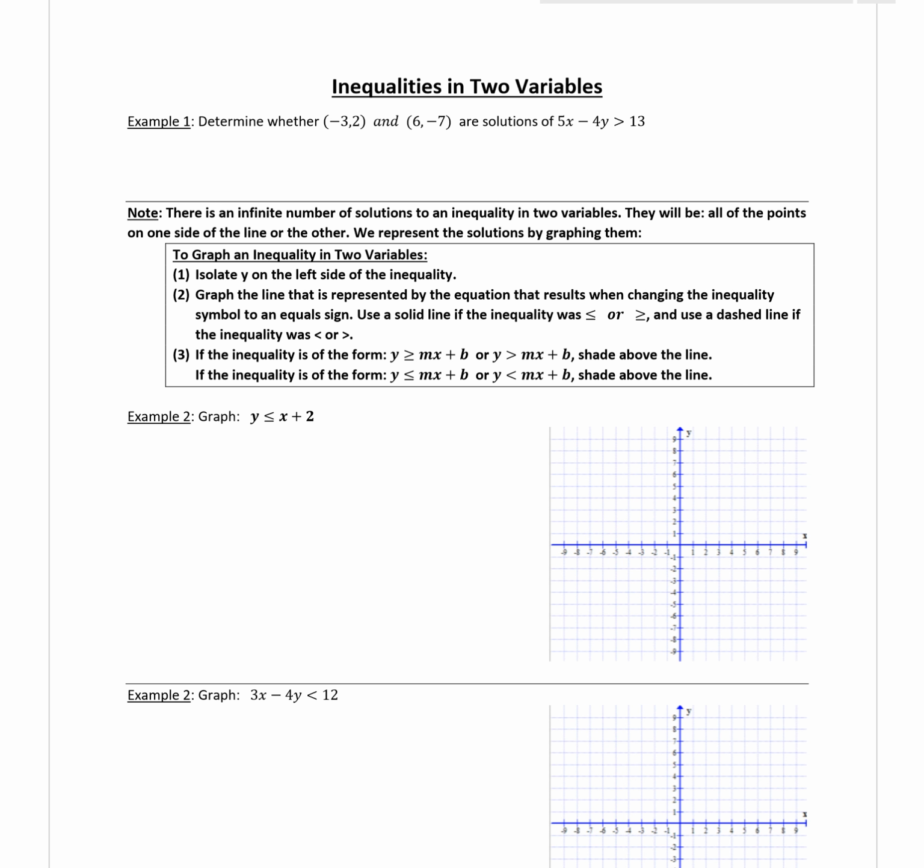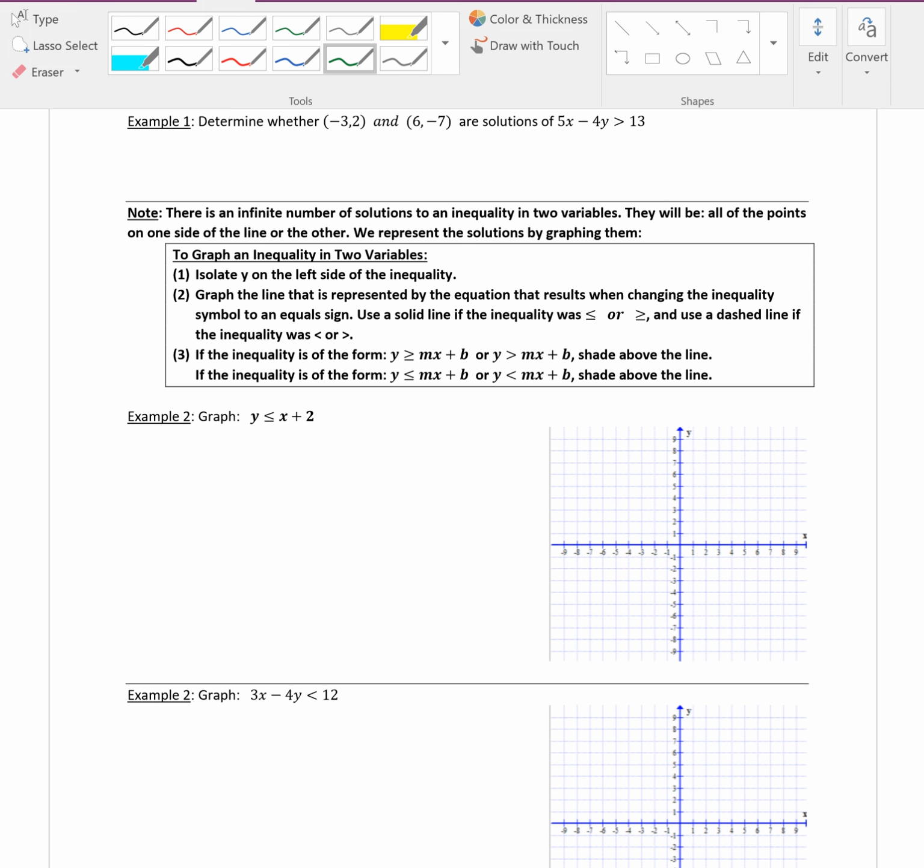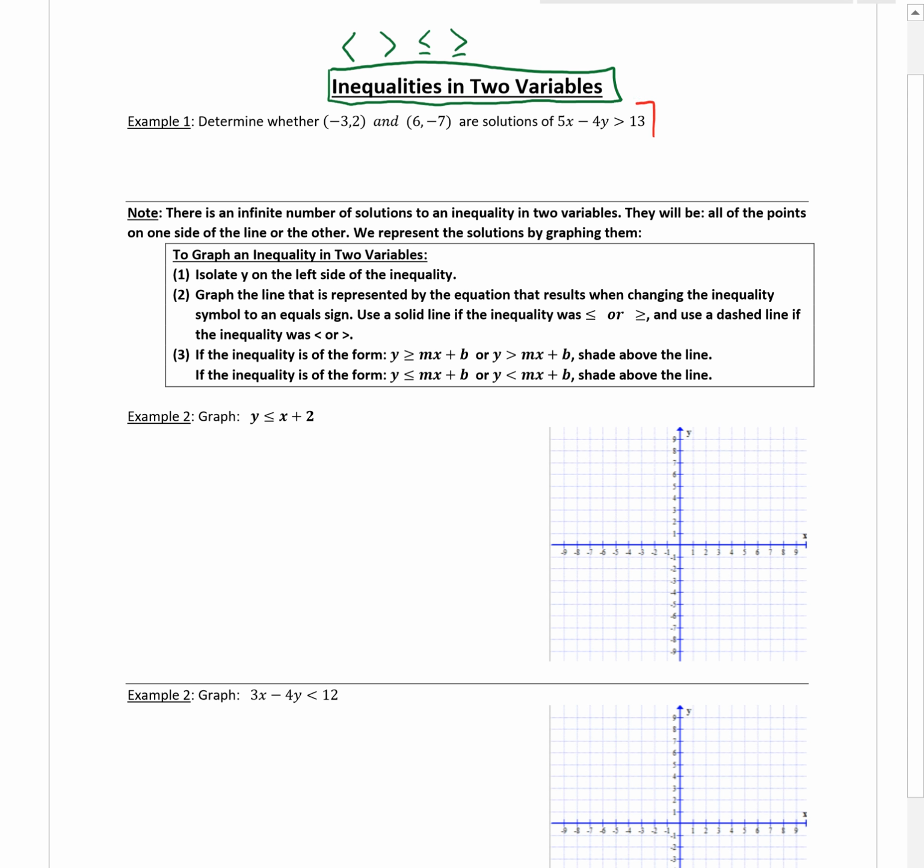So this section is talking about, as the title suggests, inequalities in two variables. So remember, inequality means that there's not an equal sign, but a less than sign or greater than sign, maybe less than or equal to, greater than or equal to, one of those types of things. So an example of an inequality in two variables is here in this first example.